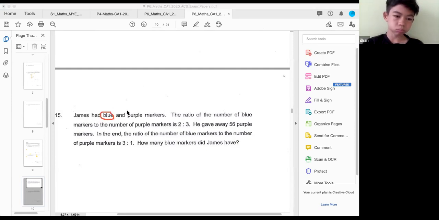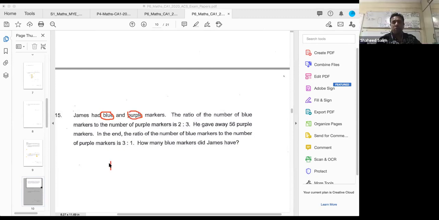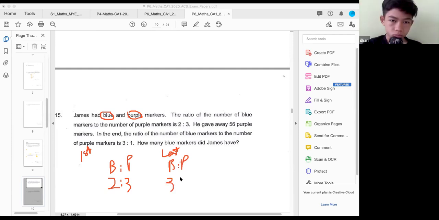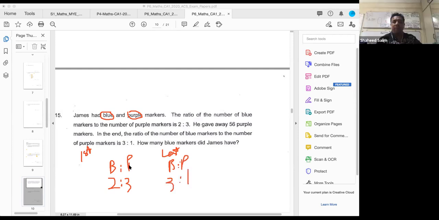There's blue markers, there's purple markers. So I put blue is to purple. This is at first. Okay, first, 2 is to 3. Now after that, last, the blue to purple becomes 3 is to 1. My question is, did the purple markers change? Yes, because he gave away 56 purple markers. The blue, nothing happened. So you must make this blue the same.